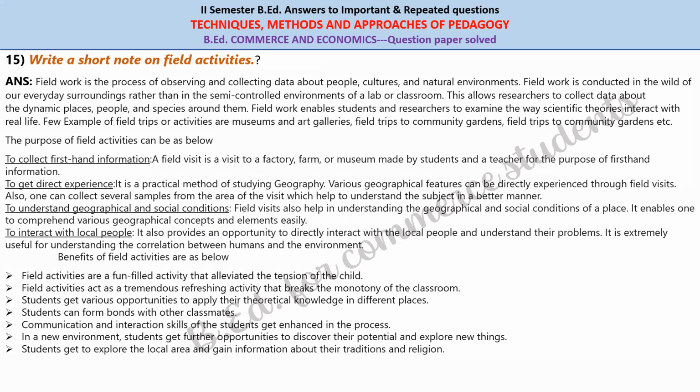Field activity is a process of observing and collecting data about people, cultures, natural environments. Normally you can see the census is a field activity, where they gather people's data, whether age, sex, address, number of people at home, education, and all this kind. But in terms of education, it is fieldwork conducted in everyday surroundings rather than semi-controlled environments. It's not a part of lab, right? It's not done in labs. You have to go out, venture into whatever area.